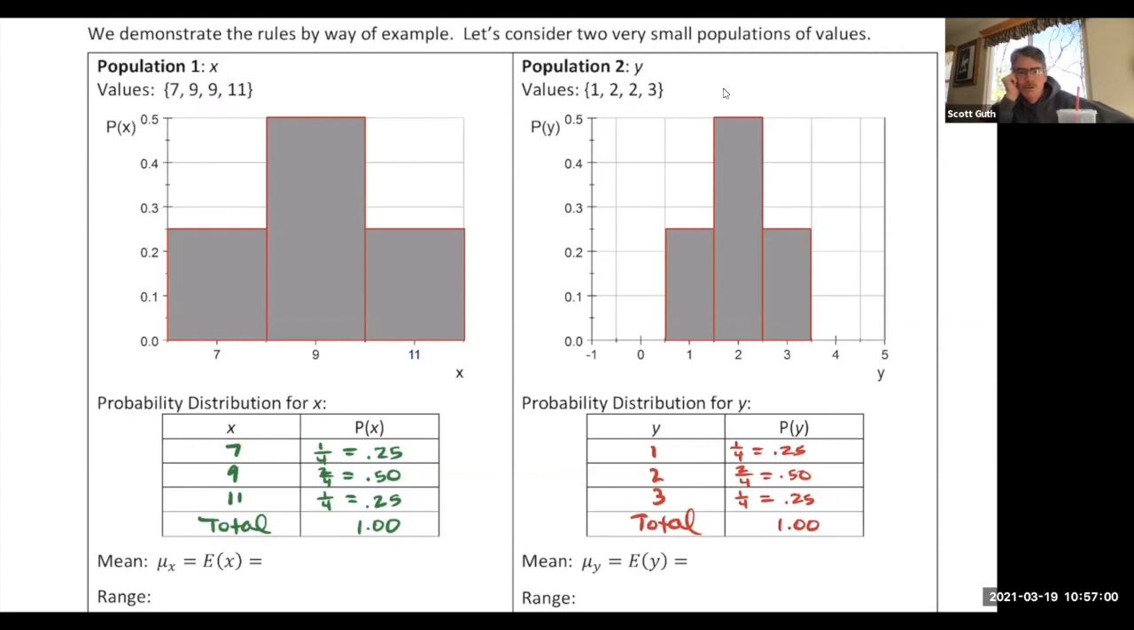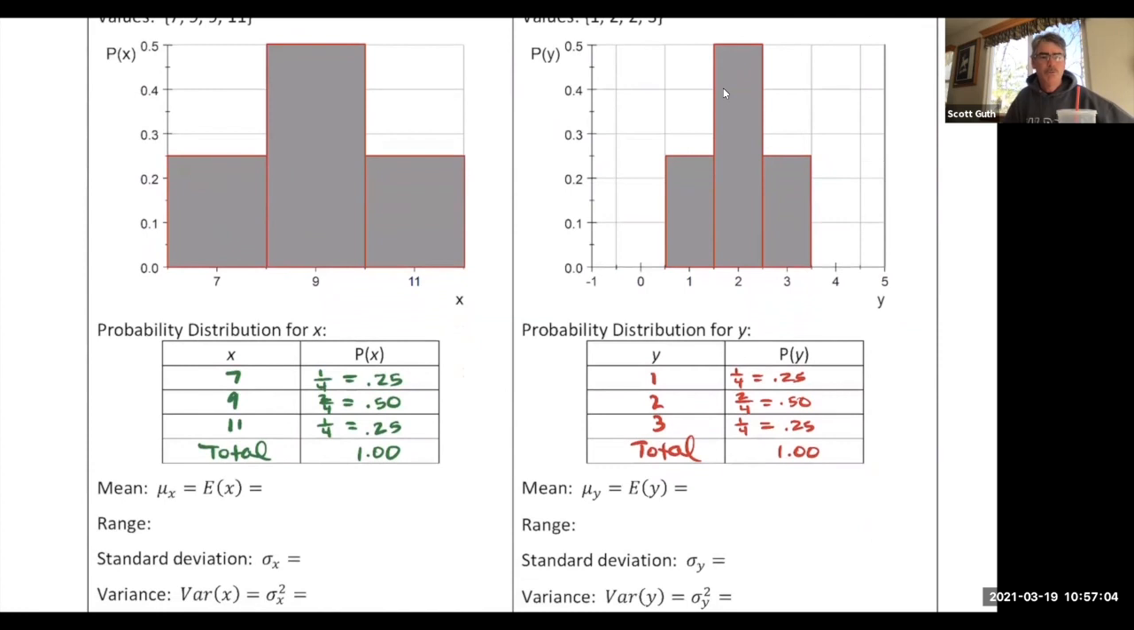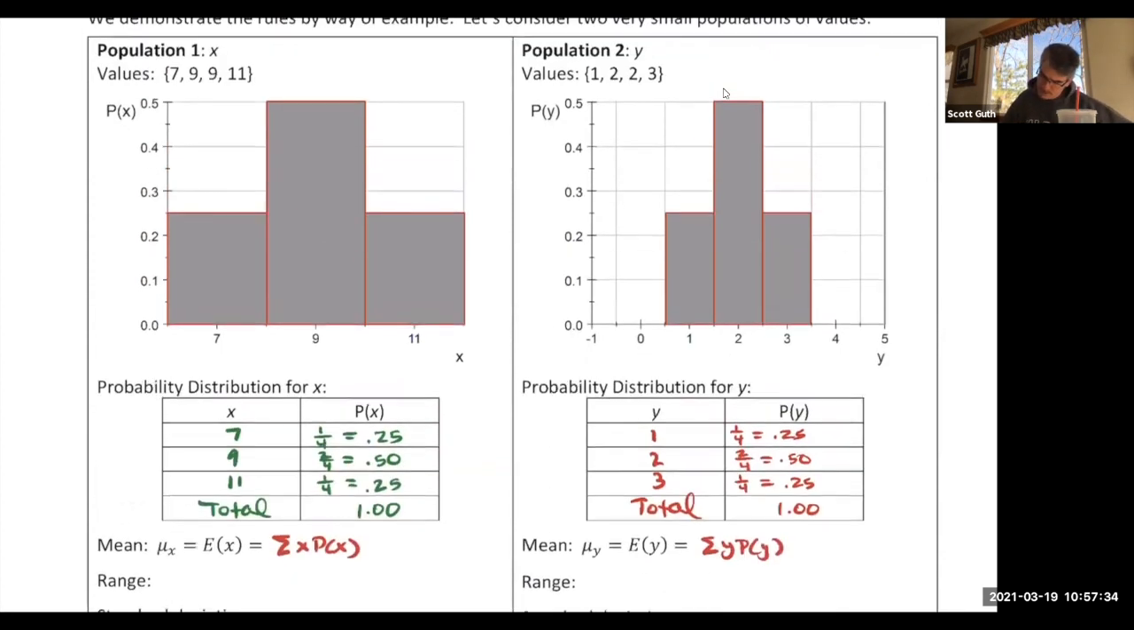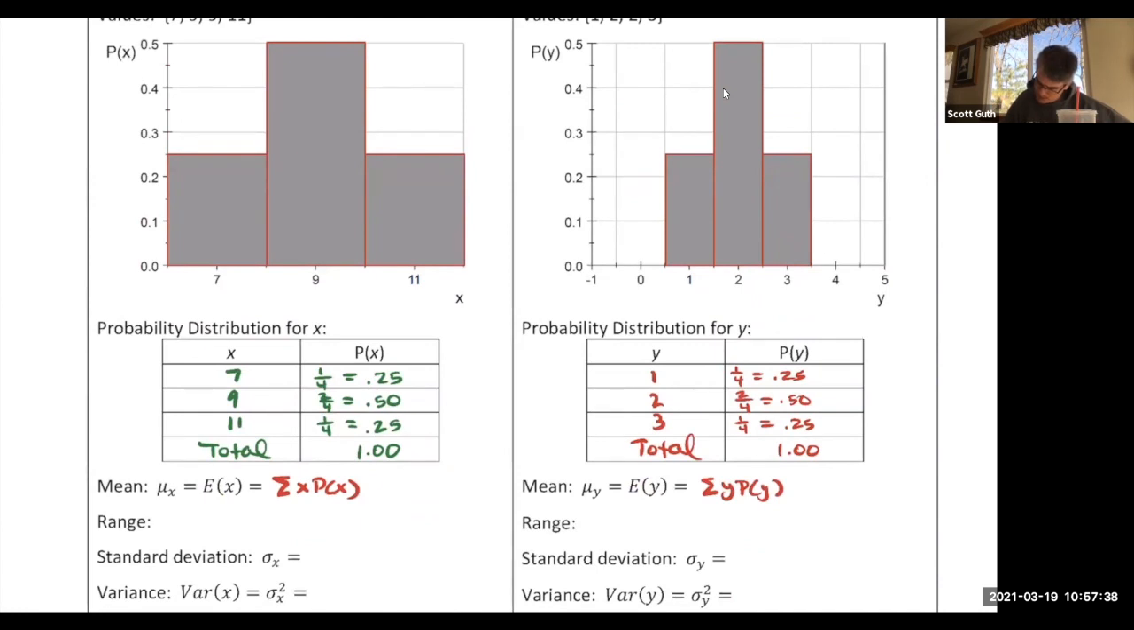I don't know that I want to go through a lot of trouble to compute the mean. We know the formula, but you can see what the mean is. So let's just use that. The formula for the mean is the sum of x times p of x. And same thing for the y. It's the sum of y times p of y, just a different letter. But you can see the mean. So this is going to be, sorry, it's going to be 9. And for y, the mean is 2. So we won't go through a lot of trouble to do that.